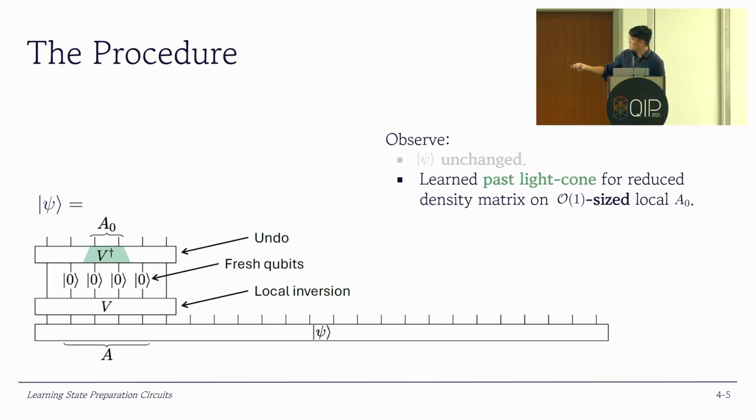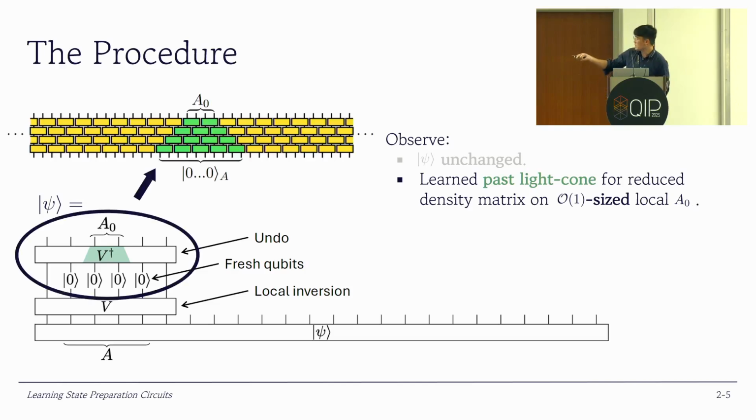learn the path light cone for the reduced density matrix on that constant size subsystem A0, which is slightly smaller than the original A. And note here again how the fresh qubits precisely provide the base of that light cone, so to speak. If we zoom in a little, you can visualize it a bit like this, where at the zeros, at the A's, they all connect up to form the path light cone of A0.